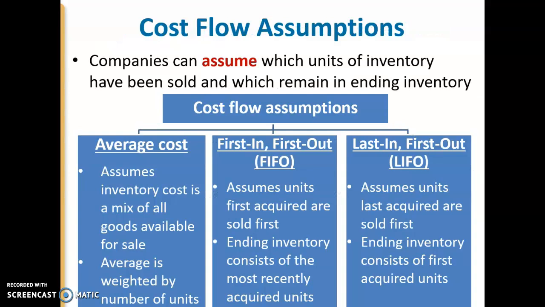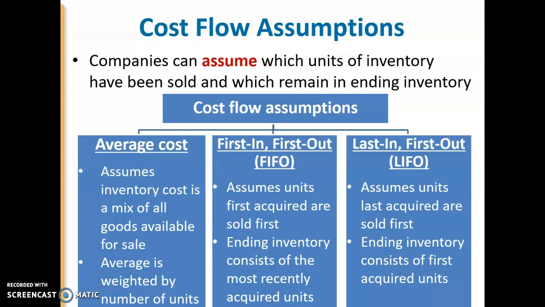If it's not feasible to specifically trace each item of inventory throughout the accounting period, then companies can assume which units of inventory have been sold and which remain in ending inventory. It is important to note that these cost flow assumptions are assumptions about the cost of the inventory, not actual product flow assumptions. Average cost assumes inventory cost is a mix of all goods available for sale. Average cost is weighted by the number of units.